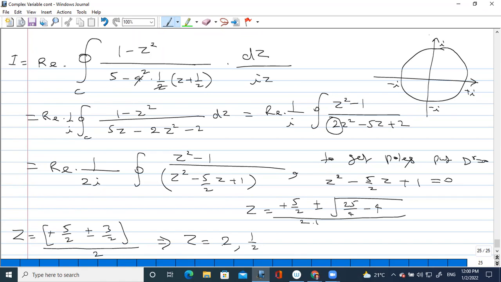Okay, and now you can check. This is 1, this is minus 1. This 2 will be here, so that pole is outside, and this pole is inside. This pole is here, 1 by 2. So these are the two poles. For the inside pole only we will find out the residue. So first note down up to here. Carefully you have to solve such types of problems.